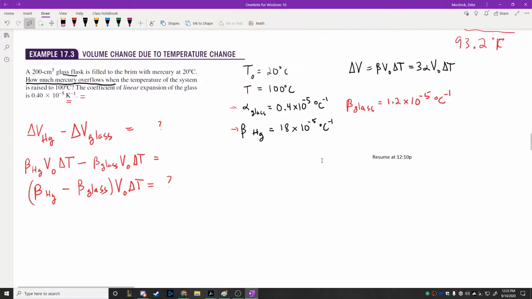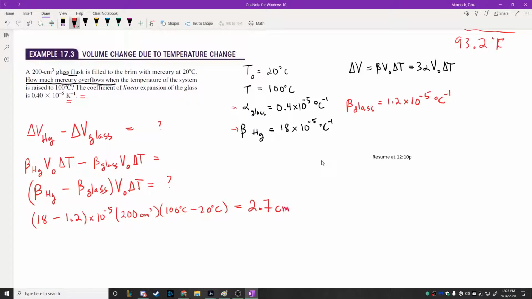All right, so beta for mercury was 18, minus beta for glass was 1.2. They both are multiplied by 10 to the negative 5, so we'll pull that on the outside. The initial volume was 200 centimeters cubed, so we put in 200 centimeters cubed. And then delta T is 100 minus 20, but we could just immediately put 80 if you want. Okay, so I'm assuming this gives you 2.7, as they're saying.